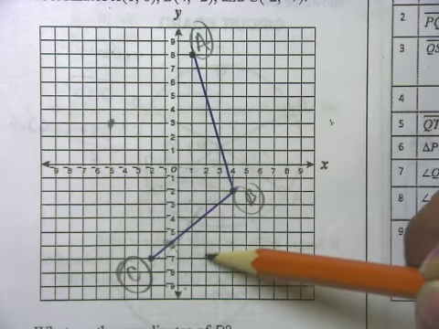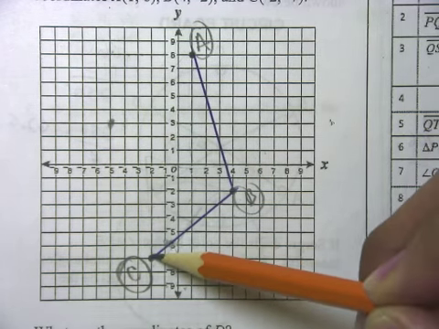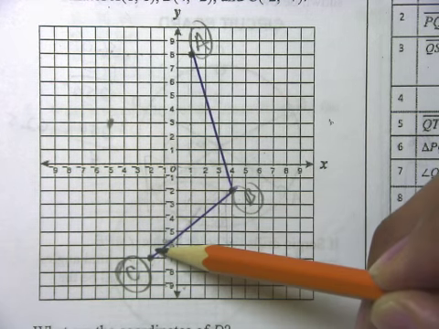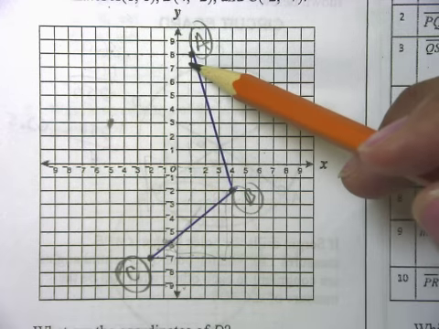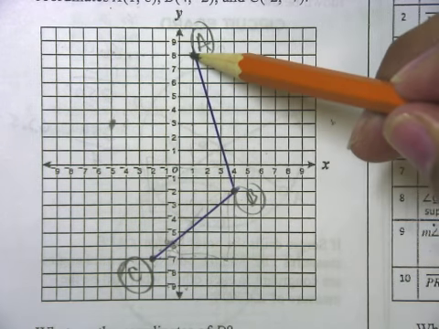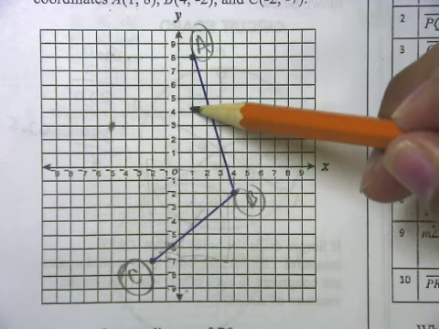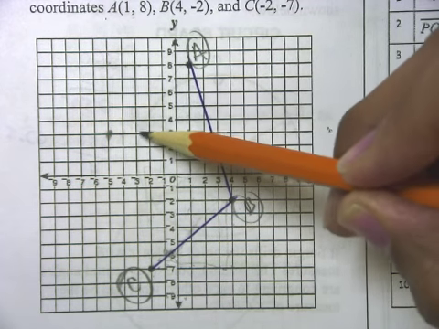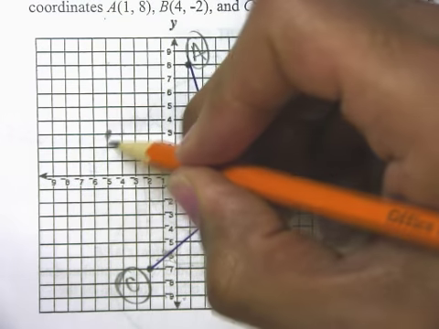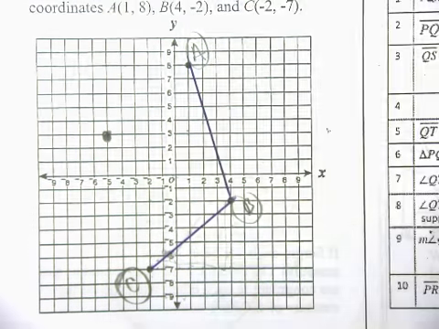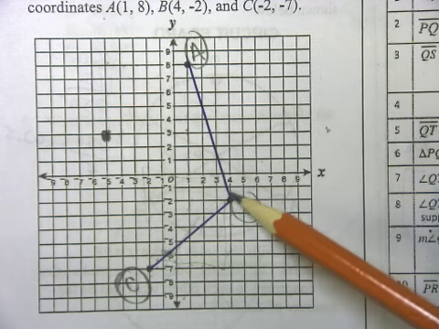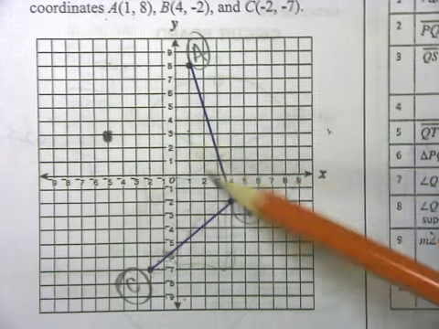So if I wanted to go from point B to C, how would I get there? Well, I would go down 1, 2, 3, 4, 5 spaces, and then 1, 2, 3, 4, 5, 6 to the left. So I'm going down 5 and 6 to the left. If I do the same thing from point A, I'll find the other point. Let's go 5 down: 1, 2, 3, 4, 5. And let's go 6 to the left: 1, 2, 3, 4, 5, and 6.